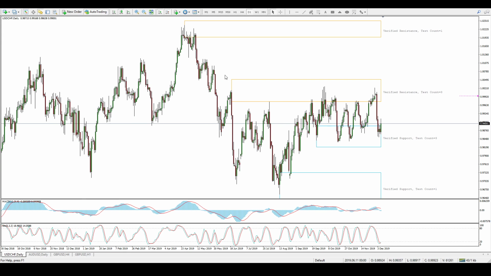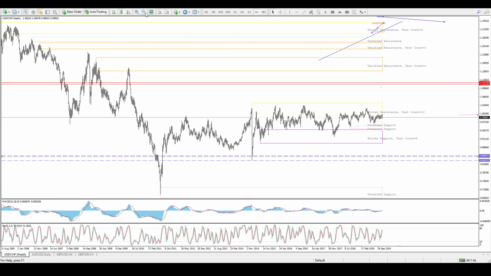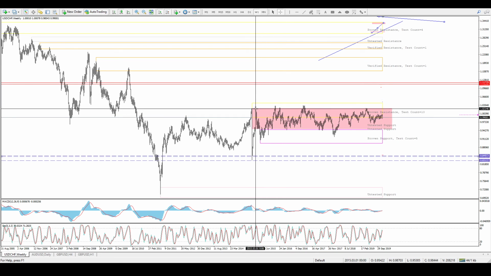USD franc, weekly. Wow. Can it get more boring than this? Look at this. Five years of blah, like nothing. Look at this. The price has gone up and down in this zone.